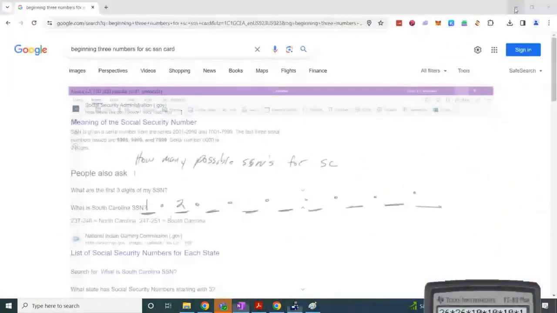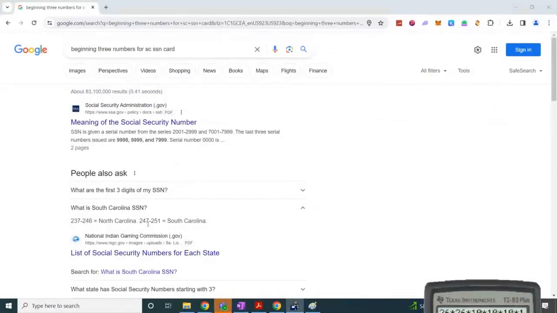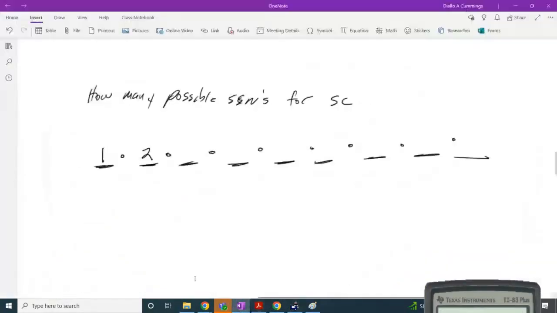It says 247 to 251. So how many numbers can I have for the last spot? Well, you can have 247, so I got a 7. I could have 248, so I could have an 8. I could have 249. I could have 250, and I could have 251. So that's only 5 numbers I can possibly choose for the third digit, right? So that is a 5.